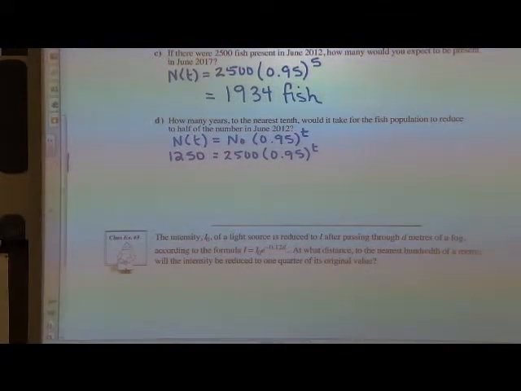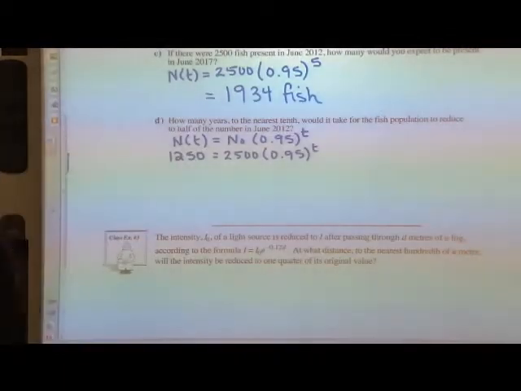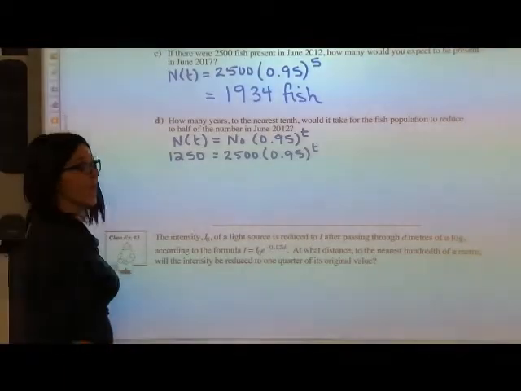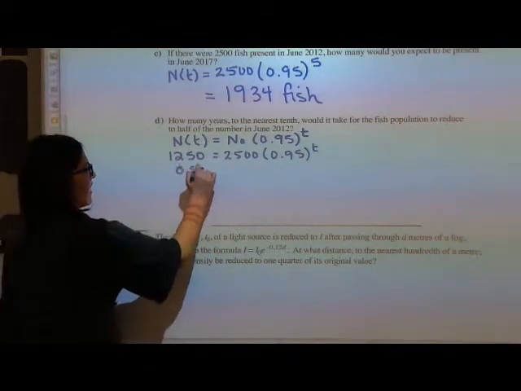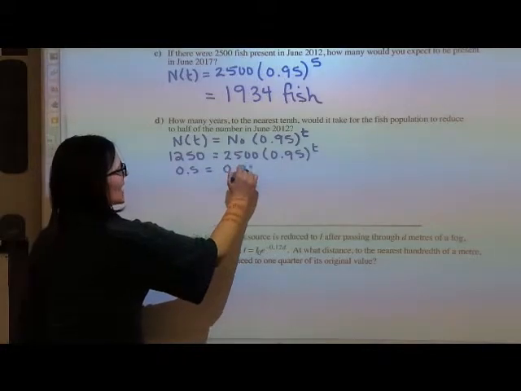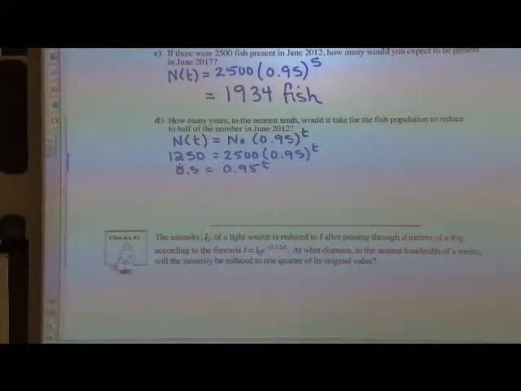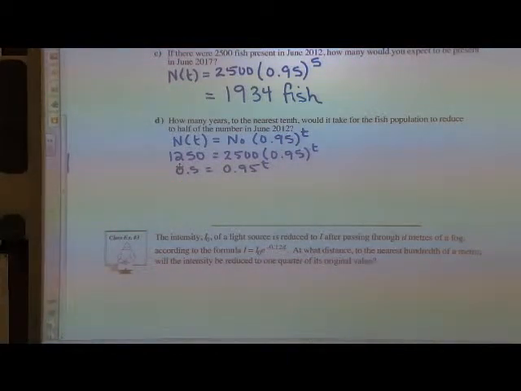Okay, so when I go to finish this question off, what's my first step? Divide both sides by the 2,500. And then what do I get on the left side? 1/2. 1/2, 0.5. I can write it as a decimal because it's a terminating decimal. And then what would I do at this point? Turn it into a log.